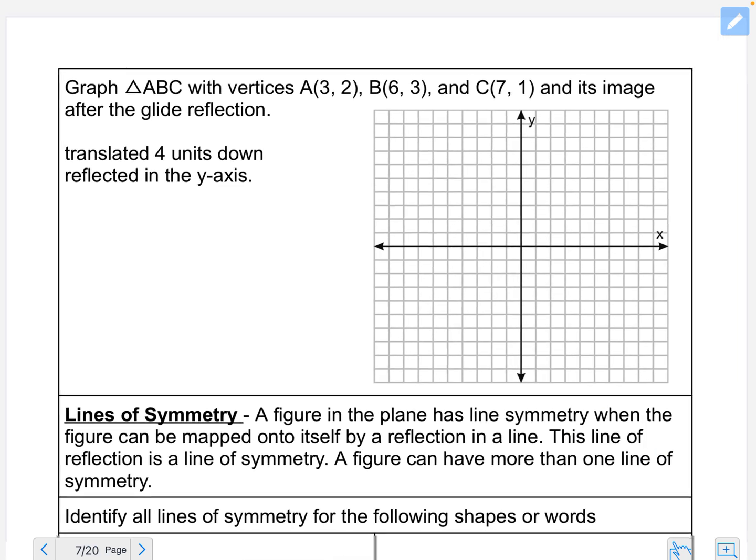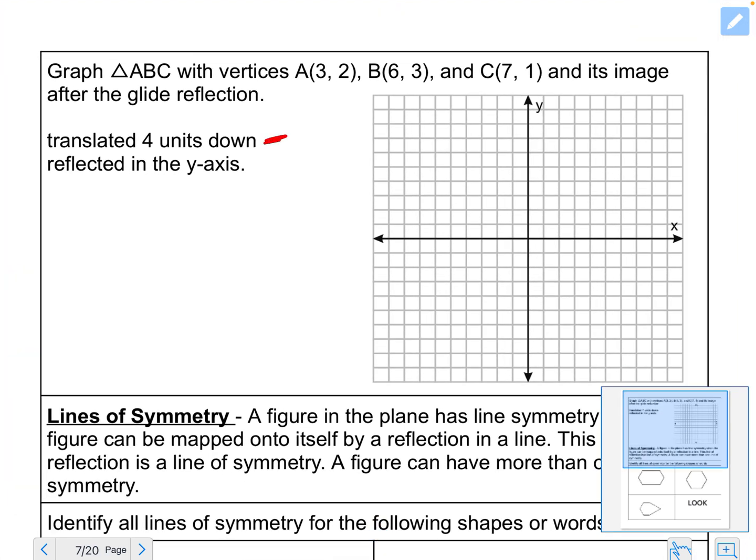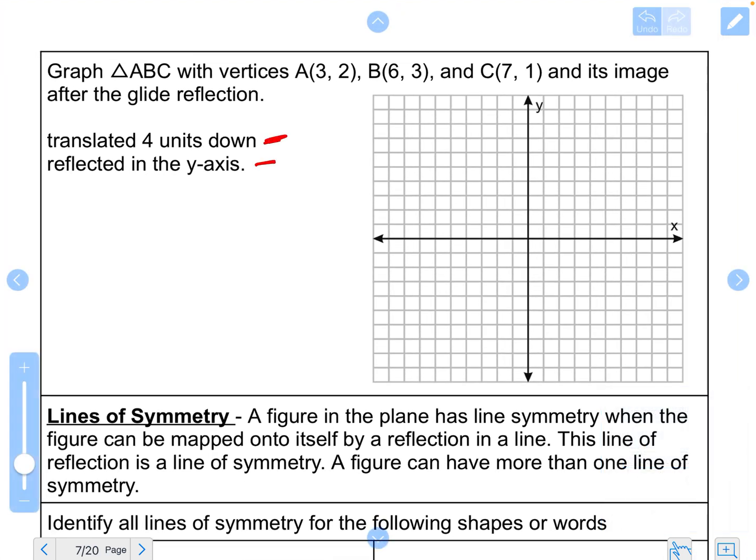All right, so I want you to do this one on your own. Do your translation first, then reflect it over the y-axis. Remember that if we reflect over the y-axis, our x value becomes negative.